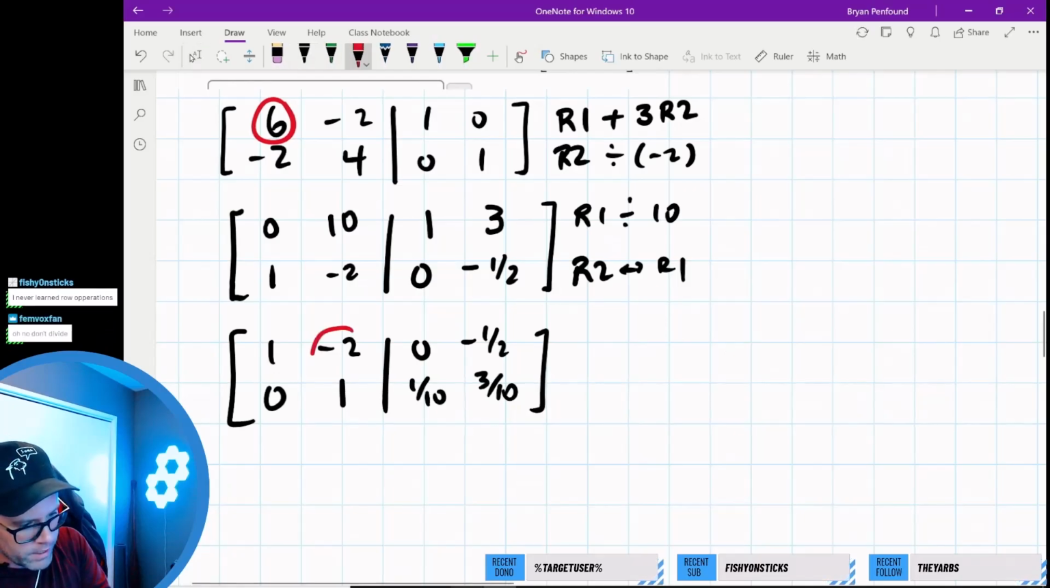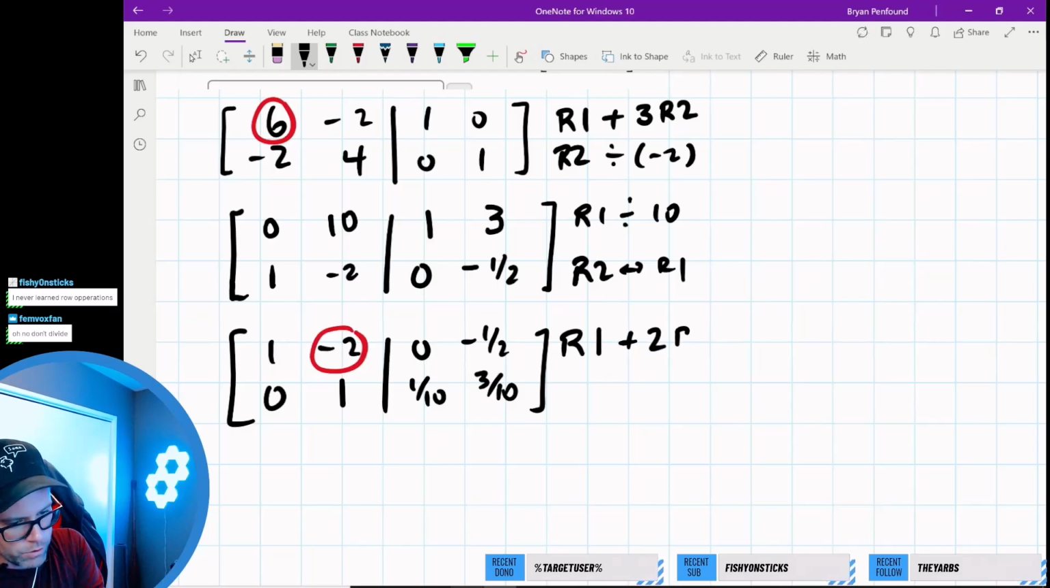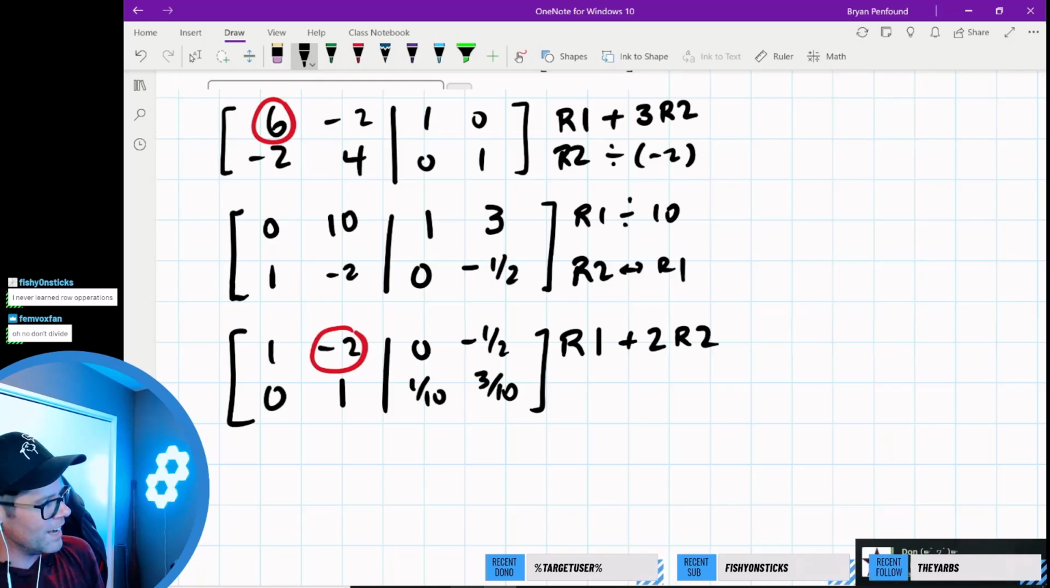And then the last thing we need is a 0 up top. So let's do row 1 plus 2 row 2s.